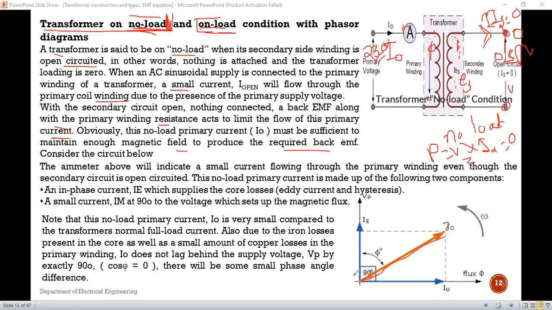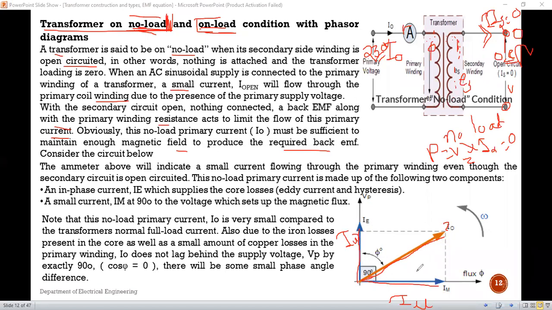This I0 will be resolved into two components: one component along the x axis, and one component along the y axis. See, in that, this current is nothing but I mu, and this current is nothing but IW.